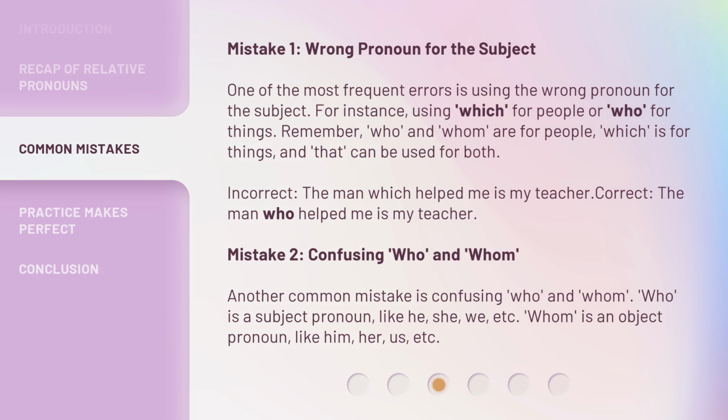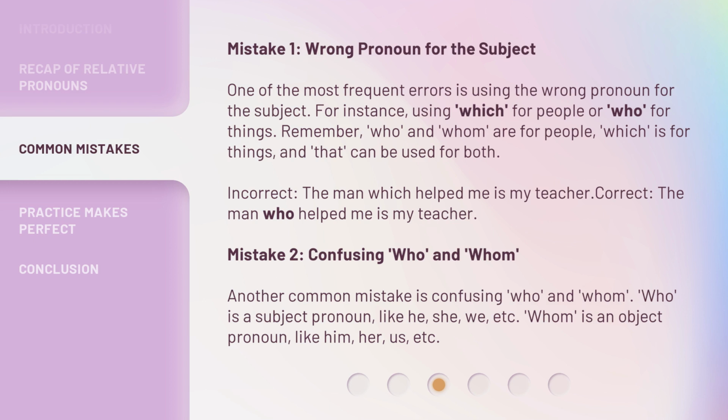Mistake 1. Wrong pronoun for the subject. One of the most frequent errors is using the wrong pronoun for the subject. For instance, using which for people or who for things. Remember, who and whom are for people, which is for things, and that can be used for both. Incorrect. The man which helped me is my teacher. Correct. The man who helped me is my teacher.